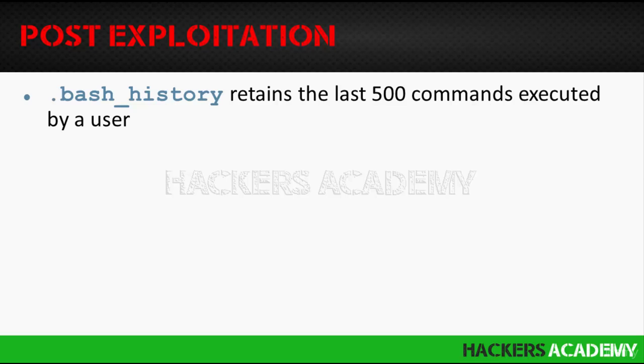Alright, let's continue. We've seen so far how we can see the content of folders and how we can create files, but we haven't seen yet how we can see the contents of files. Here's your post-exploitation tip for this section. On every Linux system, there's a hidden file called the bash history, and this file retains the last 500 commands executed by any user. It usually is in the user's home directory.